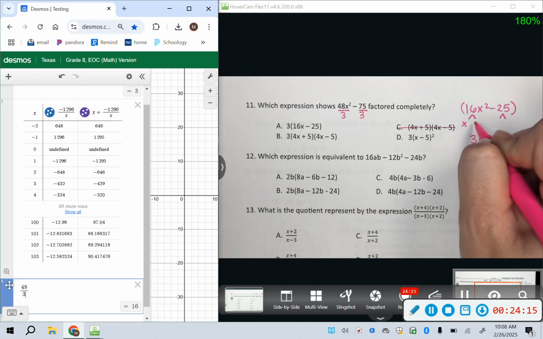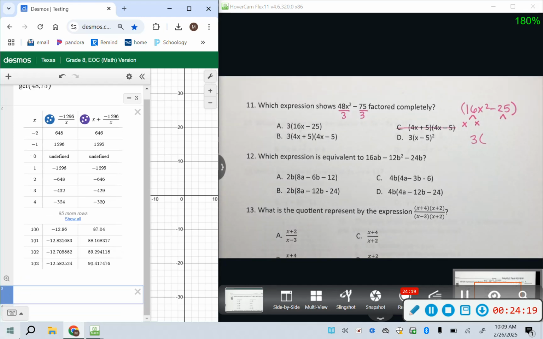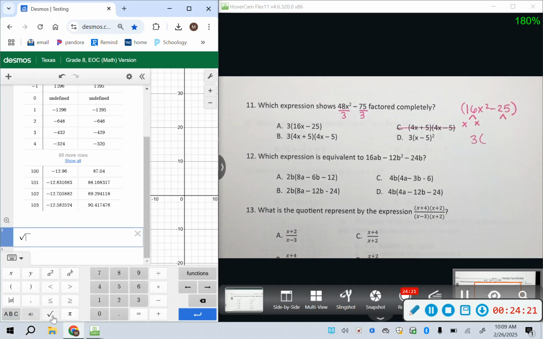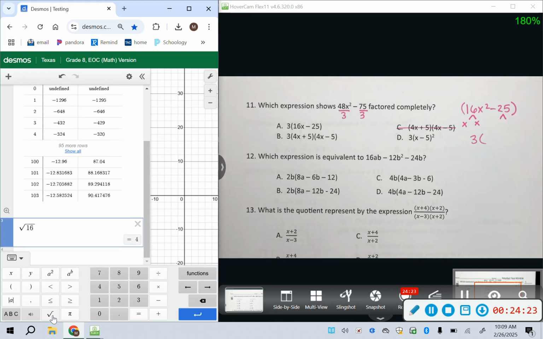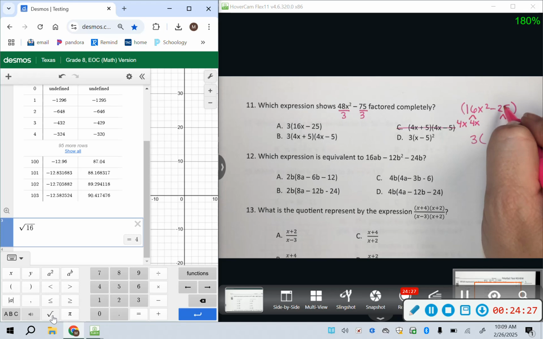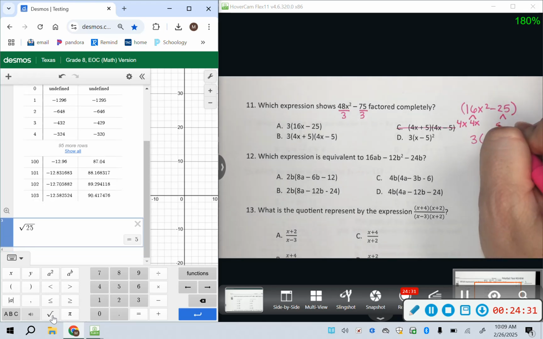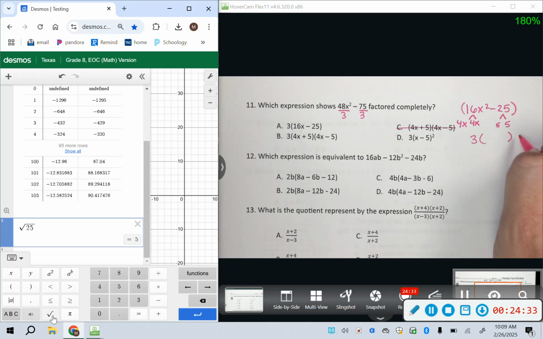Well, I know x and x is x squared, but what times what is 16? So remember, I showed you that you could check with the check mark. 16 is 4. So this is going to be 4x times 4x gives me 16x squared. And then check with the check mark for 25 is 5. So 5 and 5. So remember, this is the difference of two squares where one is plus, one is minus.